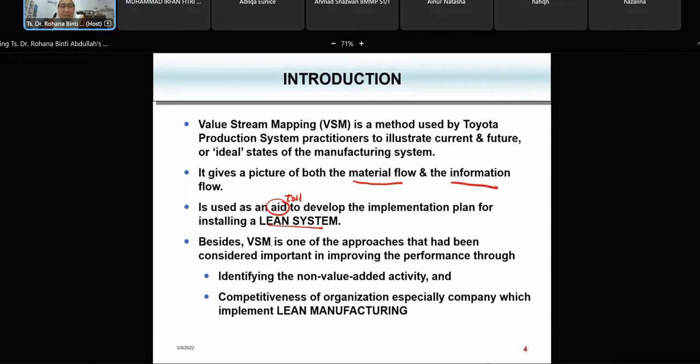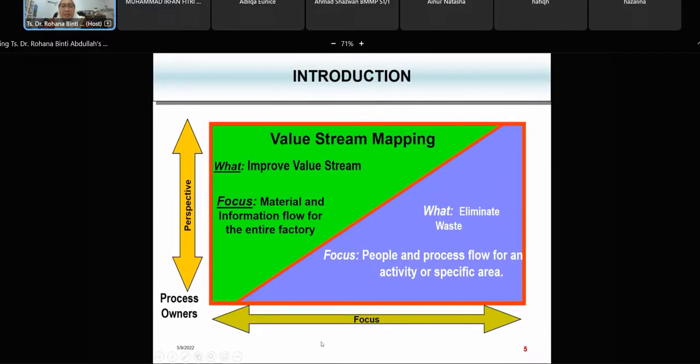Alright. Besides, VSM is one of the approaches considered important in improving performance through, do you recognize it? Do you remember the term non-value added activity? Yes, madam, you remember. Okay, this is important. From the value stream map, one of the things we want to do next is identify non-value added activity, so that later we can implement a lean manufacturing system. So that is the key here.